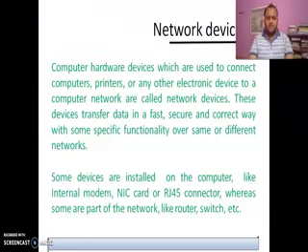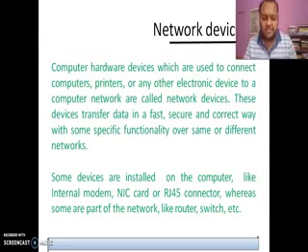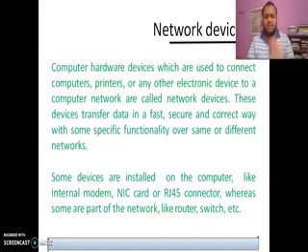Now first of all, I will throw some light on what computer hardware devices or networking devices are. Computer hardware devices which are used to connect computers, printers or any other electronic device to a network are called network devices. Means whatever component we use to connect to the network is our network device. These devices transfer data at a very fast rate, in a secure and correct manner, with some or more different functionalities as of networks.